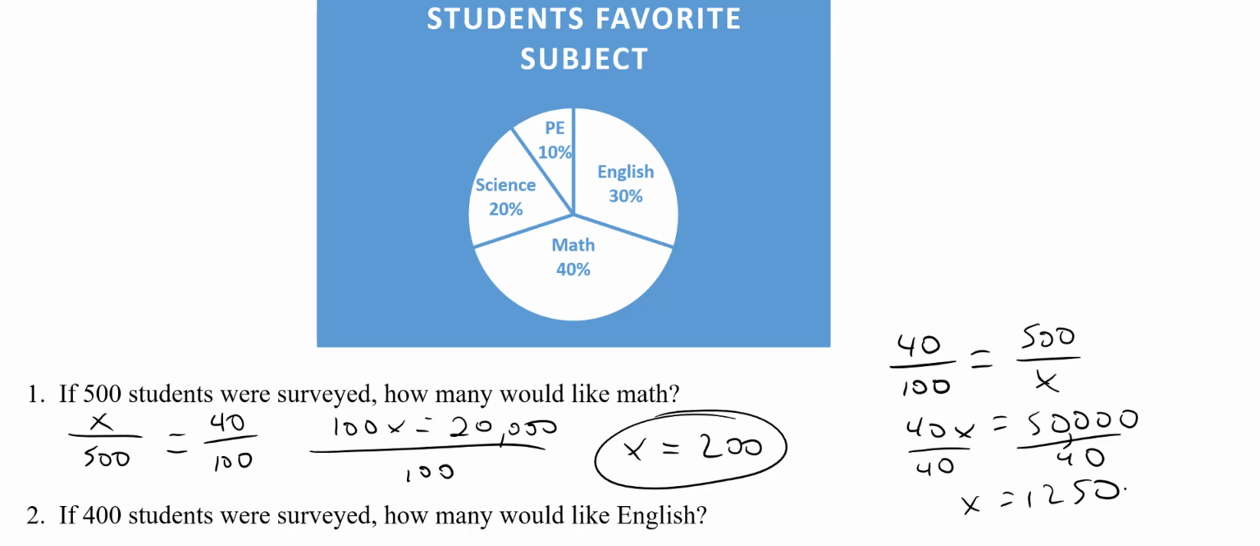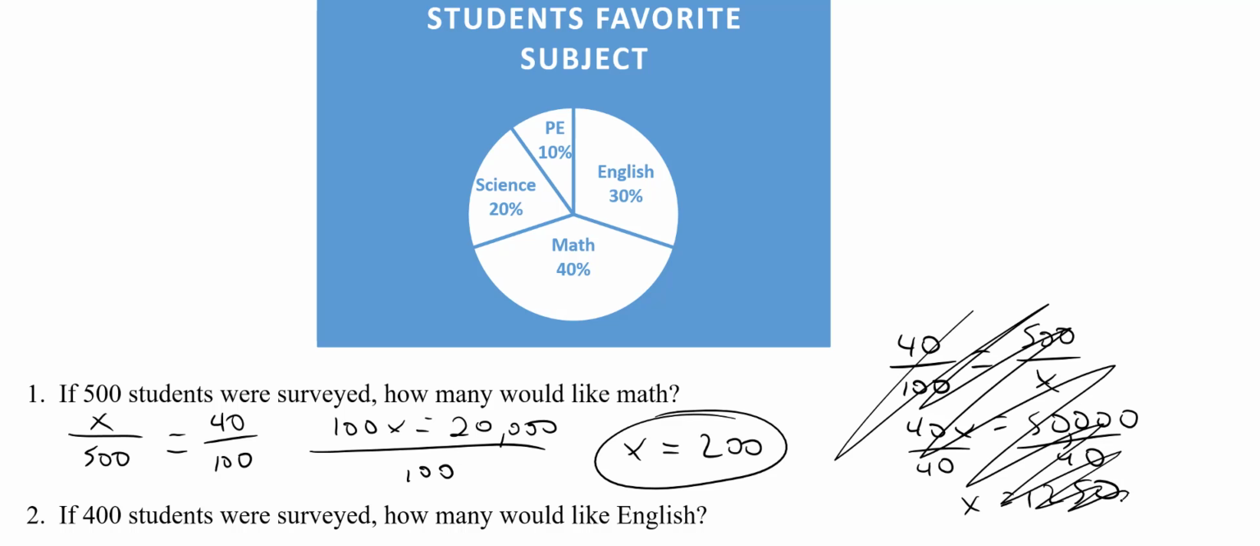So if you did it this way, again, be smart about it. If 500 students are surveyed and 1,250 like math, that doesn't even make sense. How can you have more people like math that aren't even surveyed? Though math is a likable subject, you certainly can't have more people than you surveyed. Okay, so just be careful and don't set it up wrong. And if you set it up wrong, understand your mistake and then correct it. Okay, all right. So let's keep moving on here.